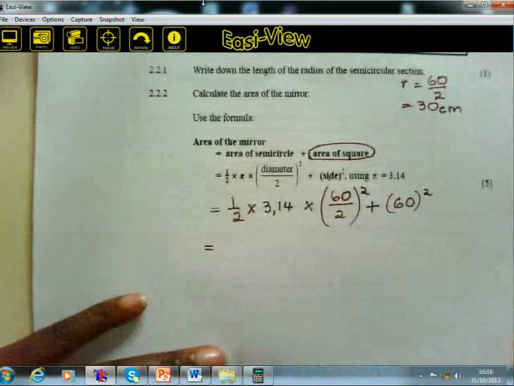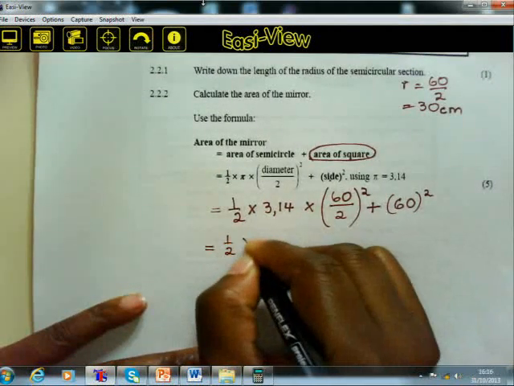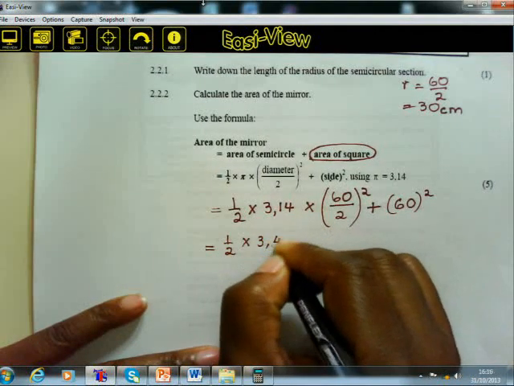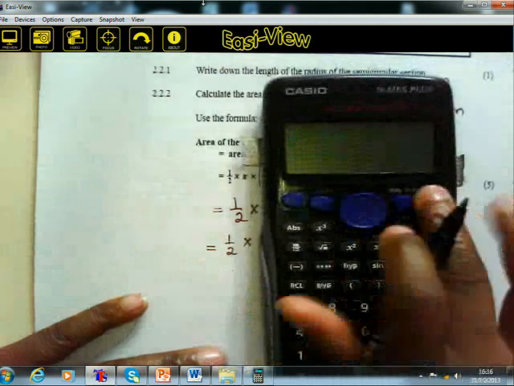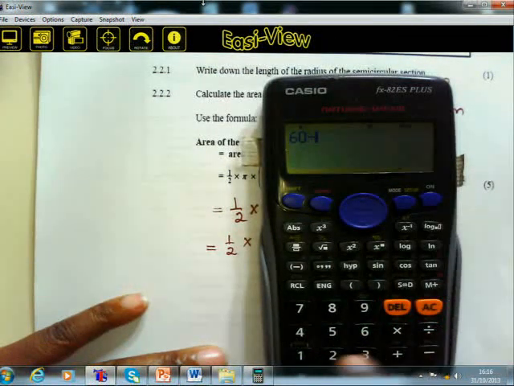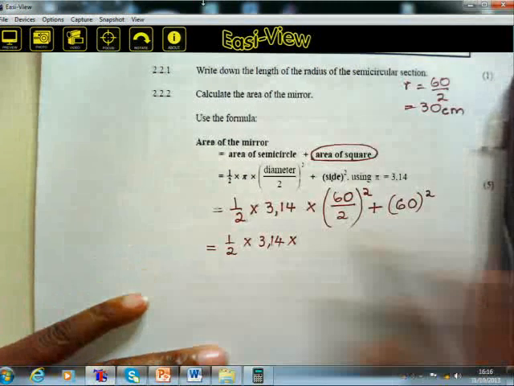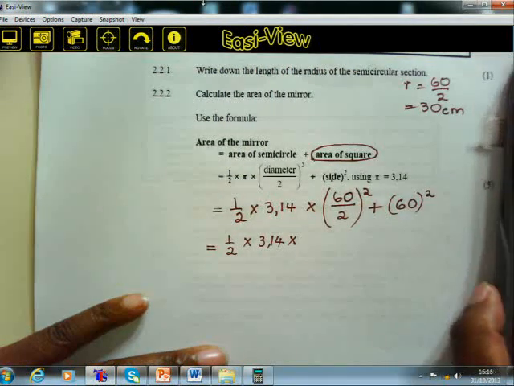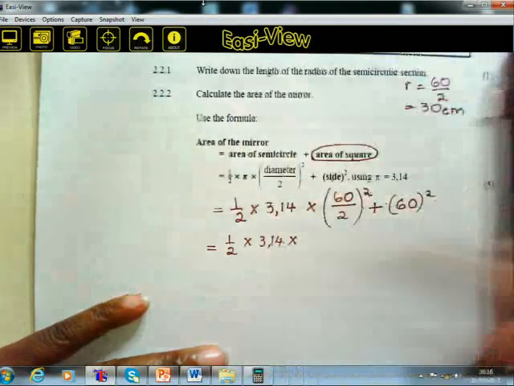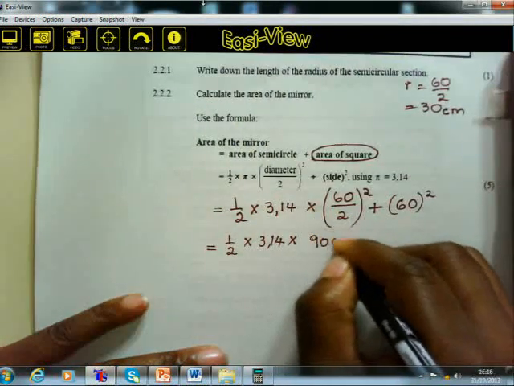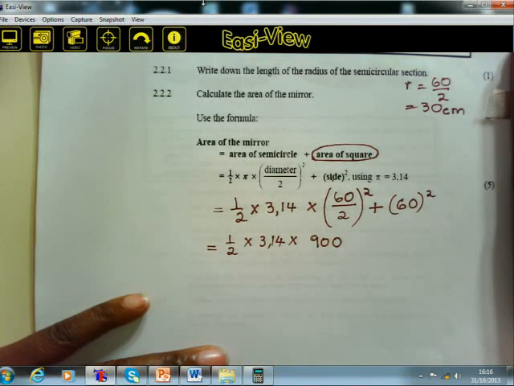Let us calculate. It's 1 over 2 multiplied by 3.14 multiplied by, remember to show all your steps. So 60 divided by 2 is 30. And then remember it's squared there. So 30 squared is equal to 900.